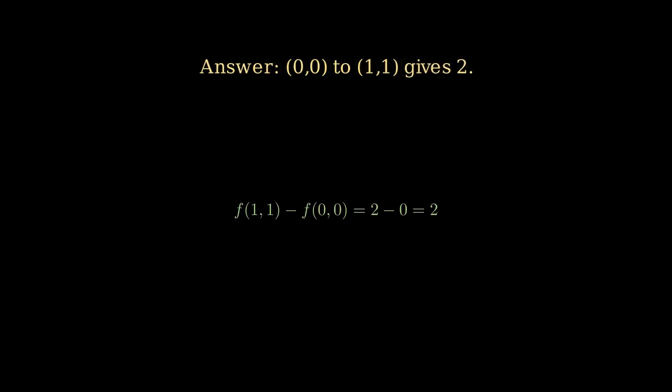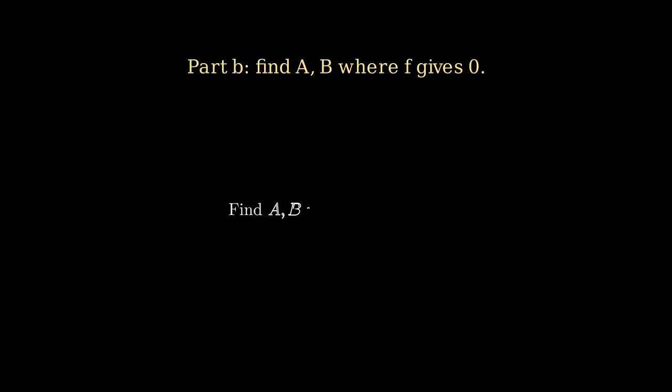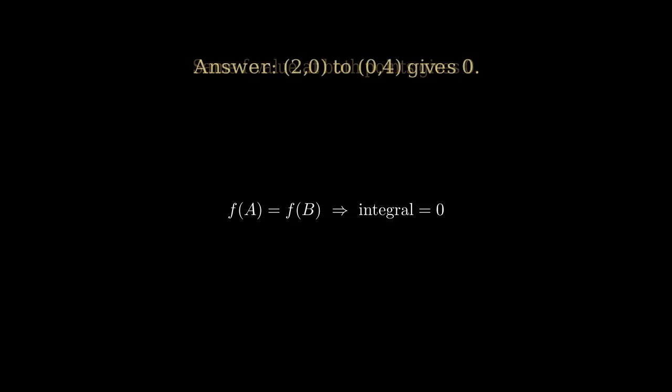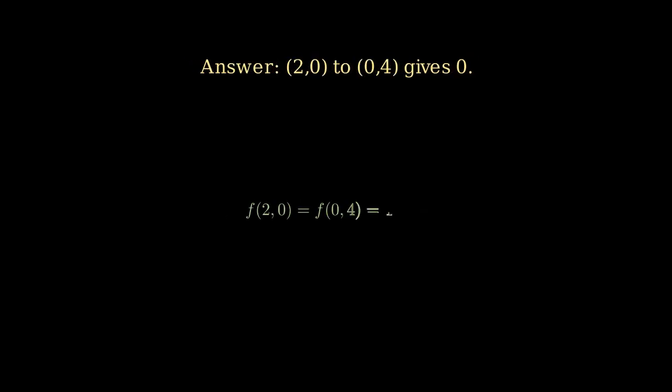Part B. Find 2 points where f gives exactly 0, and state the value of the line integral between them. Pattern to recognize. The easiest way to guarantee 0 is picking a start point and an end point where f takes the exact same value, even if the points themselves are different. Answer. From 2, 0 to 0, 4, f equals 4 at both points, so the integral is 0.